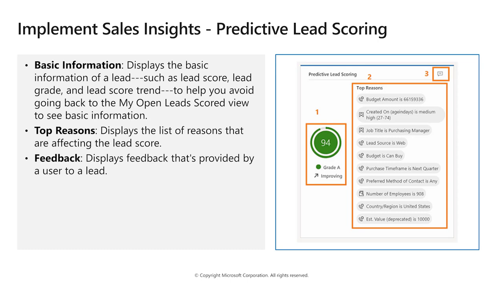Also, you can further analyze why the score for lead B is low by looking at the top reasons influencing the score and deciding whether to improve their score.